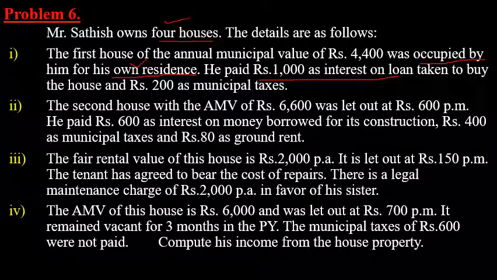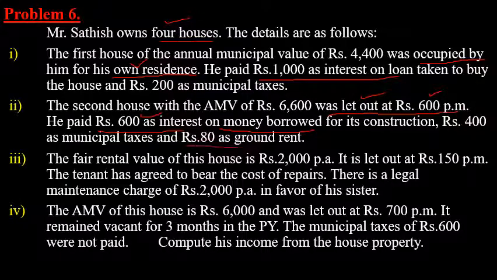Then the next is the second house, with the annual municipal value of rupees 6,600, let out at rupees 600 per month. He paid 600 as interest on money borrowed for the construction of the house, so it is considered as interest on loan. And 400 as municipal taxes and 80 as ground rent. Ground rent is not part of our calculation. So 400 municipal tax is to be considered.